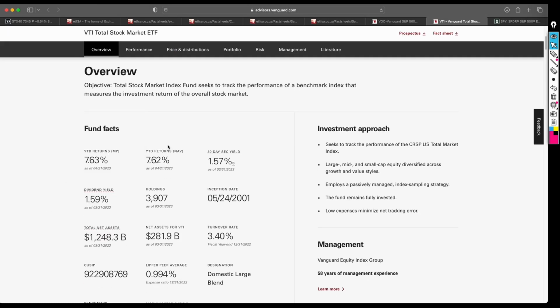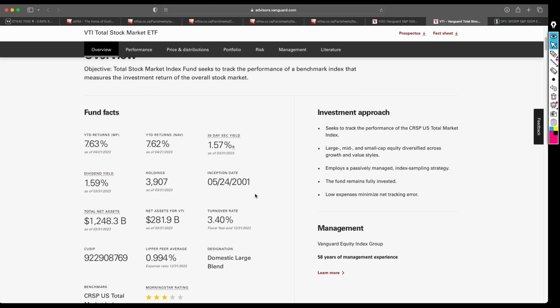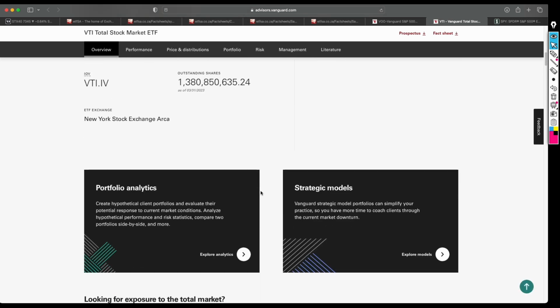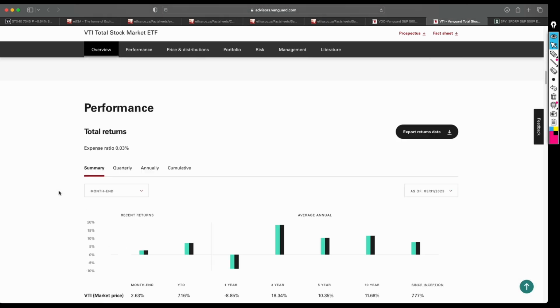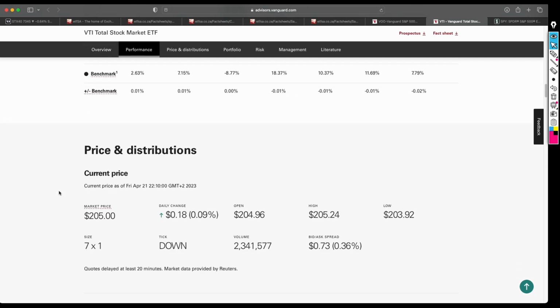At this moment, the net asset value year to date return is about 7.62%, so it's slightly less compared to the VOO. This one tracks about 3,900 companies, so it's a whole lot of companies here. It was established in 2001. I almost said 2021. There are a lot of things that you can see. We are not necessarily looking at the performance.